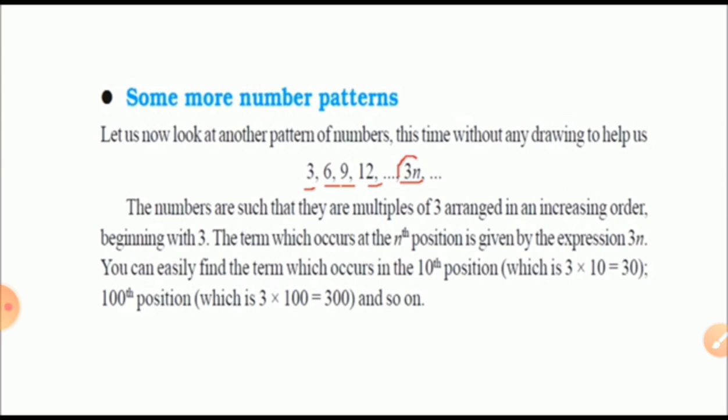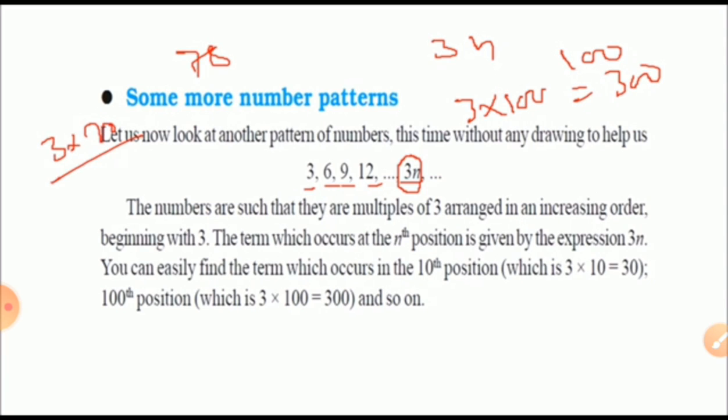Some more number patterns: 3, 6, 9, 12, dot dot dot, 3n. What table can you find here? 3's table. So 3 into n. Anytime you can say what the fifth term is? Yes, 15. 3 into 5, 15. Correct. What is the 10th term? 3 into 10, 30. The 100th term? 3 into 100, 300. So these are examples related to your SSC 10th standard.